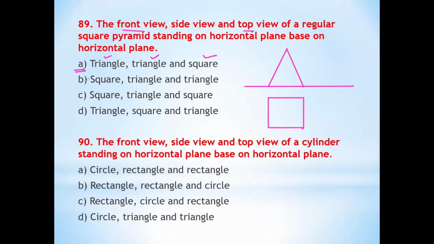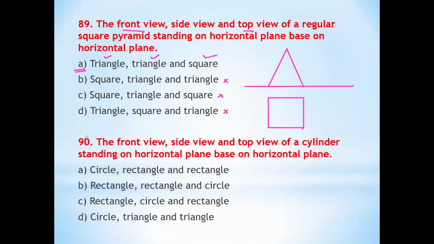Now whatever B, C, D are, these are the wrong choices. We'll check B. I'm not getting the front view as a square, so it's not possible. Then C is also not possible. D is also not possible. So here the correct one is A.